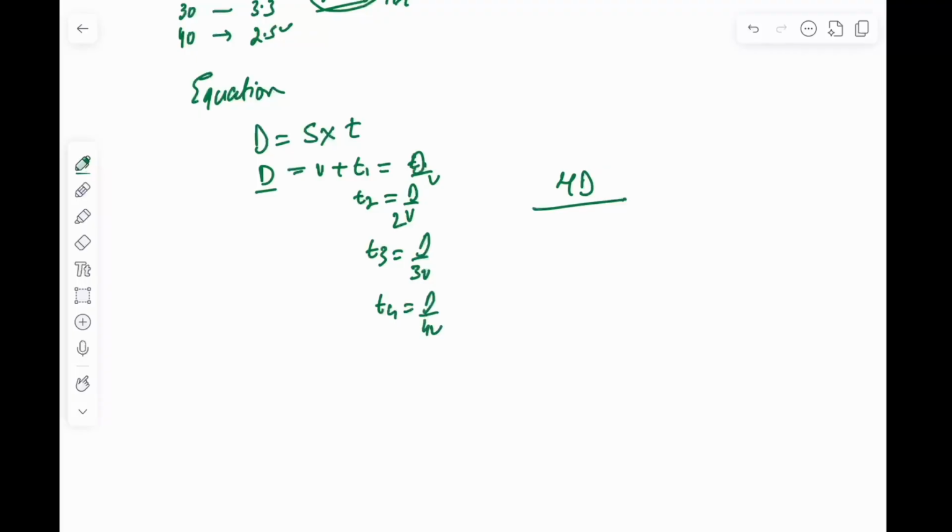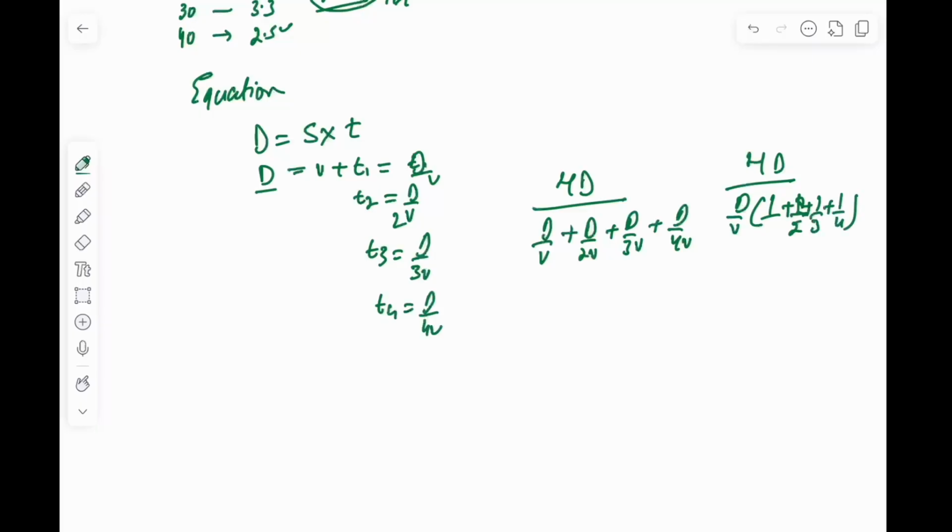That's the total distance, and the total time taken is d upon v plus d upon 2v plus d upon 3v plus d upon 4v, right? We take d out, so what we get is 4d, d upon v out, and we get 1 plus 1 by 2 plus 1 by 3 plus 1 by 4. And we take an LCM, we get 12 here, we get 12 plus 6 plus 4 plus 3. So what we are getting actually is 4d upon d upon v into 25 by 12, right?